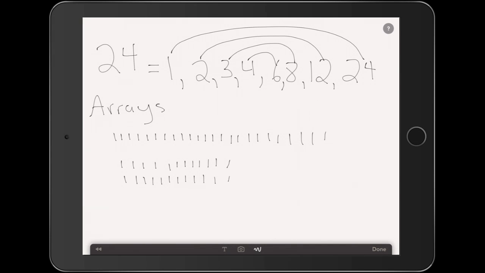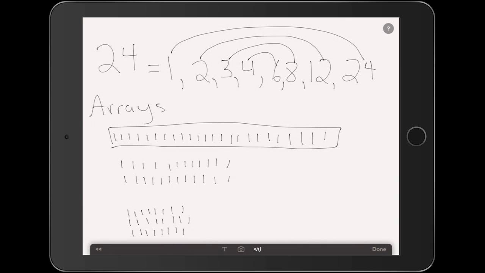3 rows of 8. Okay, now I'll stop there. There's still one more. That would be 4 rows of 6. Now, as you can see, the most rectangular array is always going to be 1 and itself.